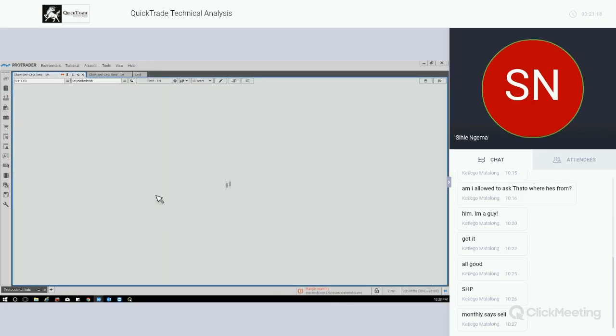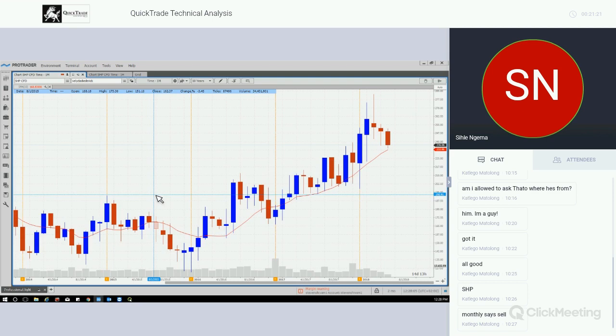Oh, okay. Let's go back. Let's look at the components of this chart. Let's look at the price. Let's look at the SMA. Where is the SMA relative to the price?